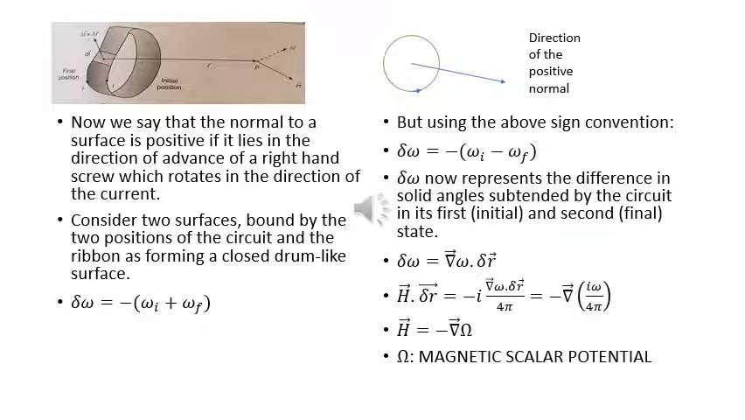So delta omega is equal to gradient of omega dot delta r. So H dot delta r becomes equal to minus I gradient of omega dot delta r upon 4 pi, which is equal to minus gradient of I omega upon 4 pi dot delta r. So H becomes equal to minus gradient of omega, where omega is the magnetic scalar potential.